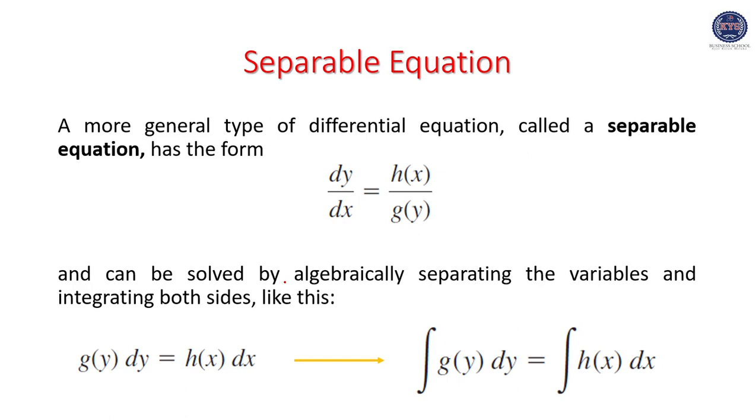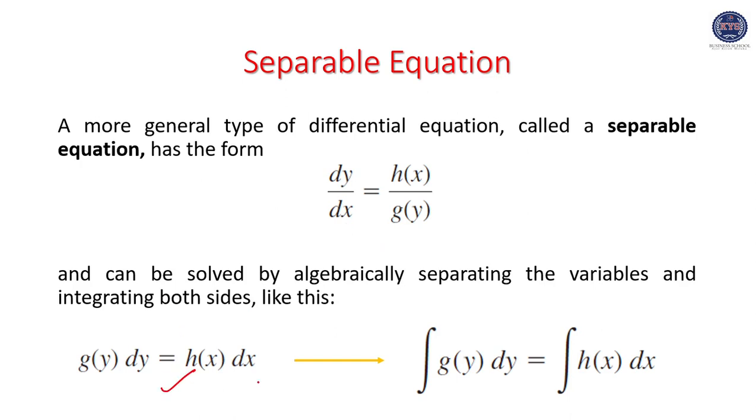Usually your differential equation consists of x and y variables together. dy over dx equal to hx over gy. You have two variables in one differential equation. Usually it is like that. The reason is because we can separate x with x, y with y. So therefore, in order to solve our differential equation, you have to separate x with x, y with y, like this.